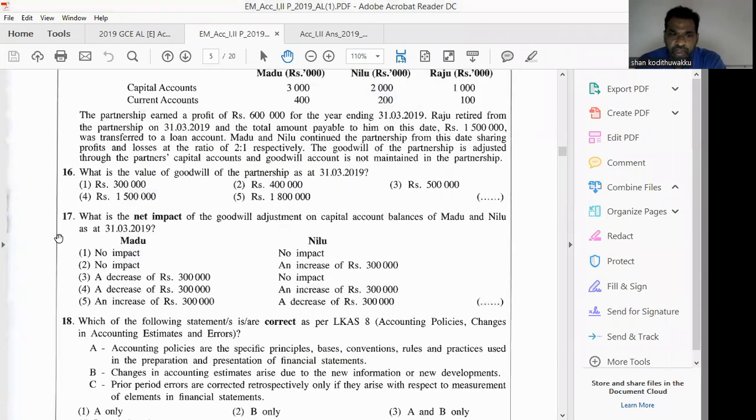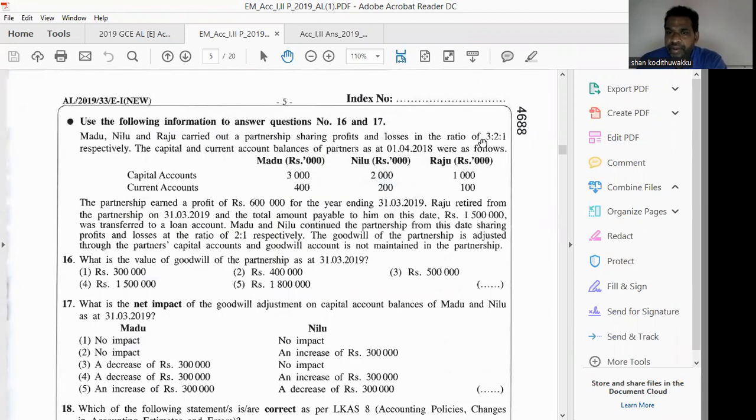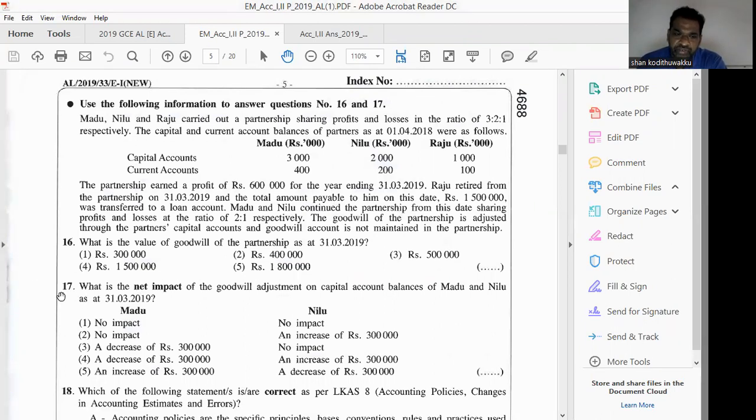Then the next question: what is the net impact of the goodwill adjustment on the capital account balances of Madhu and Nilu as at 31st March 2019? Here we completed Raju's account and found the total goodwill value. Then through that answer, we can find the answer for question number 17. We are asked to find the net impact for Madhu's and Nilu's capital accounts.